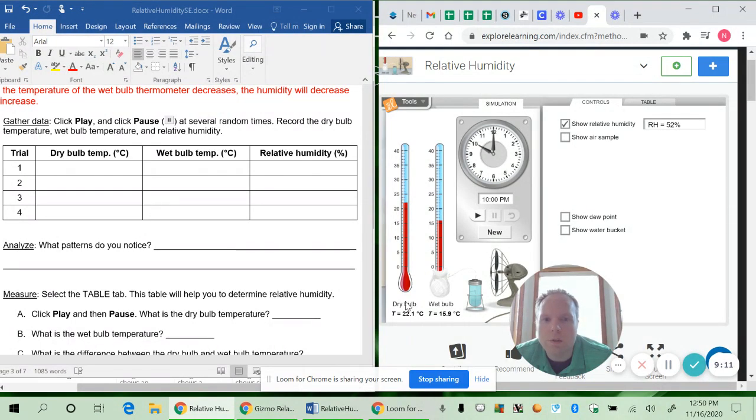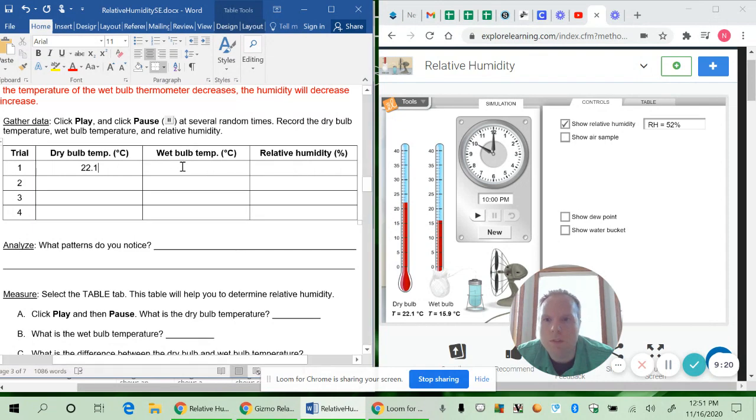So let's write down the dry bulb temperature. That's this one right here, and it's 22.1. And then the wet bulb temperature is 15.9. And the relative humidity, it says, is 52%. Now I'm going to click play, and we'll stop it here in a little bit. So you can see the relative humidity is going up. I'm going to stop it, okay?